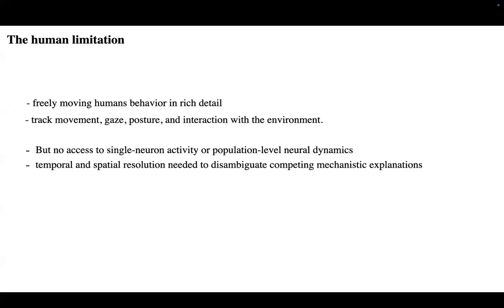I think that humans are a great model to study, and obviously, for obvious reasons, we are very interested in understanding human behavior and human cognition. But the human model is also limited, because freely moving humans do show us rich detail, and we can track movement, gaze, posture, and interaction with the environment, but we do not have access to single neuron activity or population level neural dynamics in humans. This temporal and spatial resolution that you would get with single neuron activity is needed to disambiguate competing mechanistic explanations. As a result, many models of human behavior do remain a little bit under-accessible.